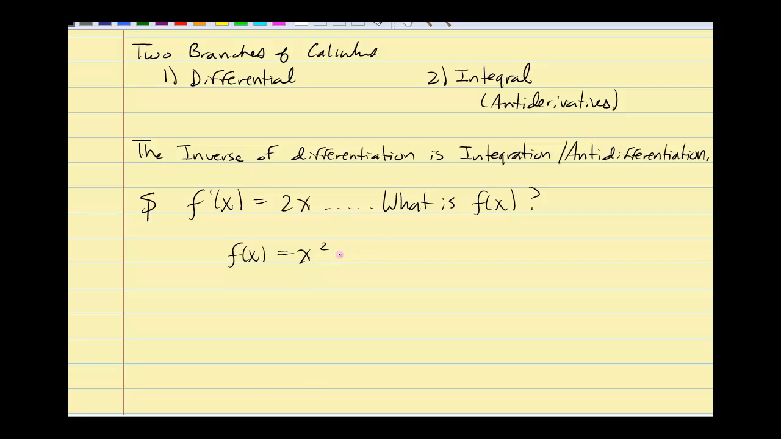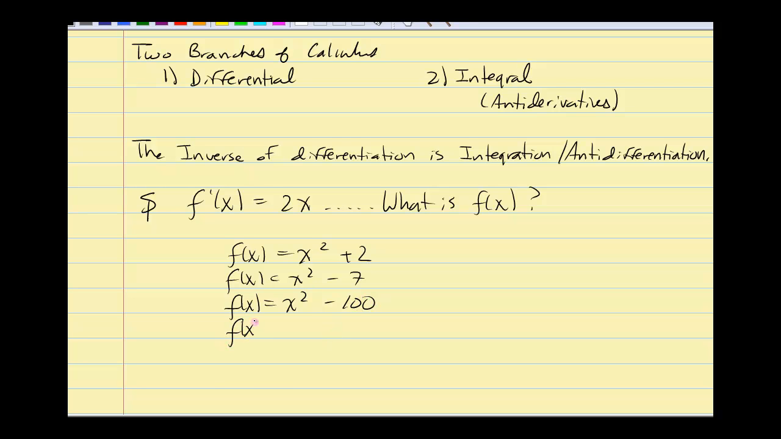Well, it could have also been x squared plus 2, because the derivative of x squared is 2x, and the derivative of 2 is 0, so that would work. Also f of x equals x squared minus 7 would work, because the derivative of a constant is 0. Another solution would be f of x equals x squared minus 100. That would work as well.